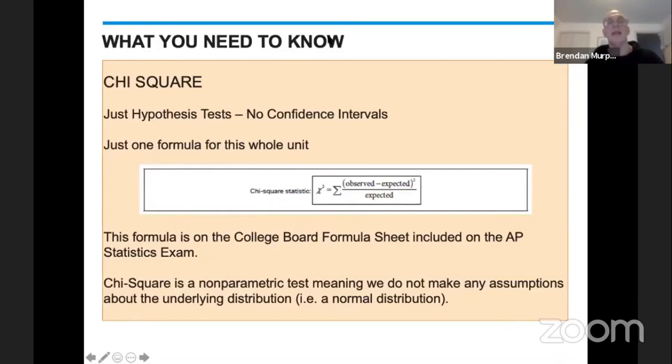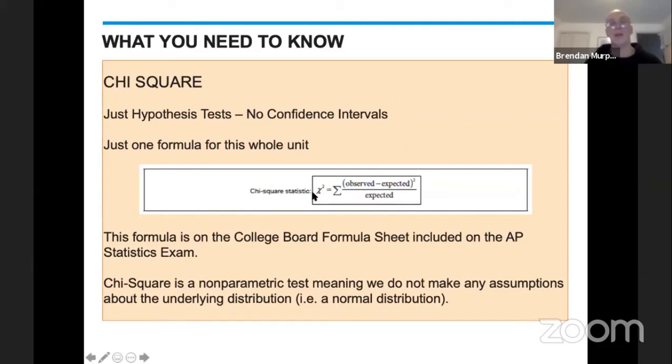And so what do you really need to know when you're doing a chi-square test? Chi-square is just hypothesis tests. There's no confidence intervals. So sometimes my students will say, boy, Mr. Murphy, it feels like this is easier than either hypothesis testing with means or proportions because there's just hypothesis tests. Now, again, we have those three tests, right? Chi-squared goodness of fit, chi-squared test for homogeneity, and chi-square test for independence.